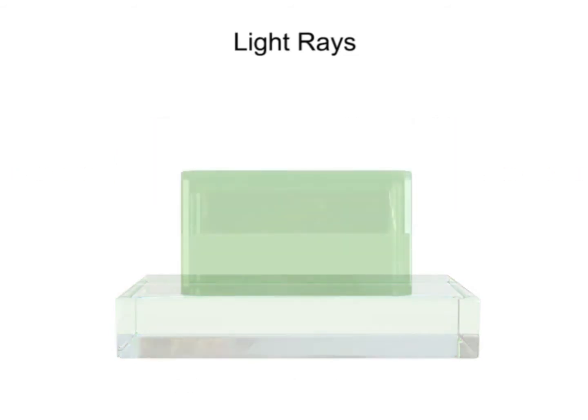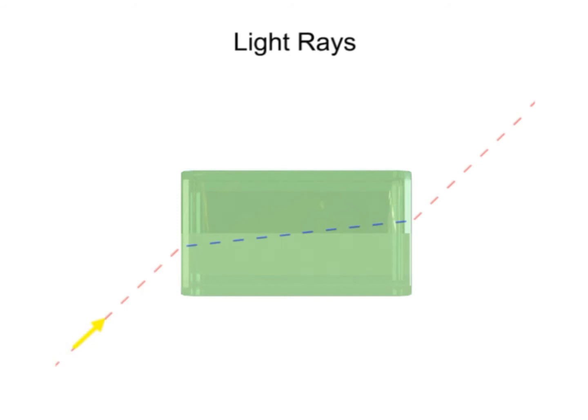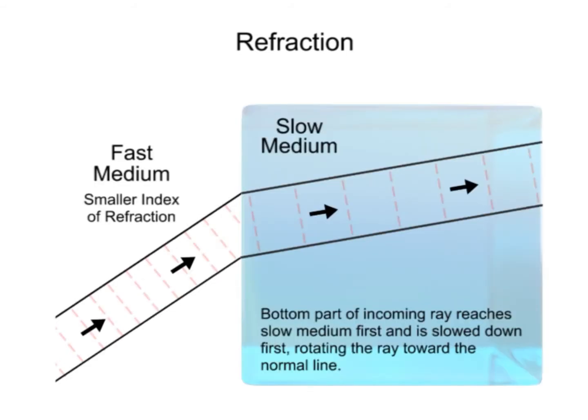If the light enters a medium perpendicular to the surface, it passes straight through, but at a slower speed. However, if the light beam arrives at the medium surface at an angle, not only will its speed be reduced, but it will bend due to a process called refraction. To better visualize this phenomenon, let's look at this diagram.